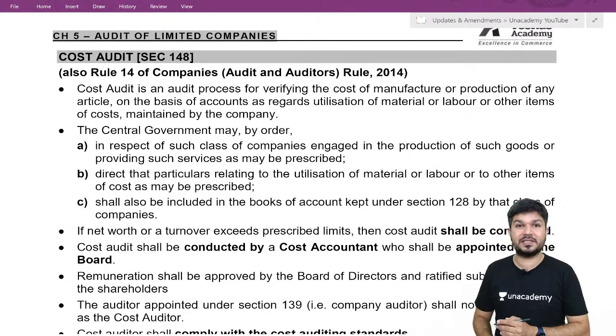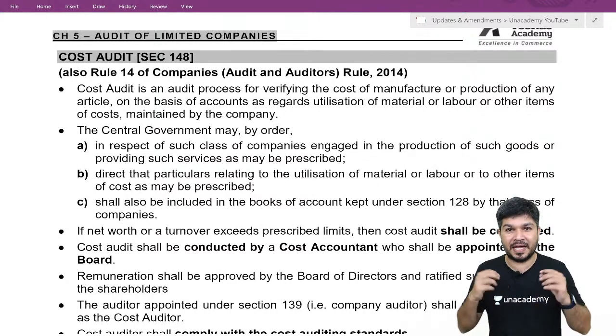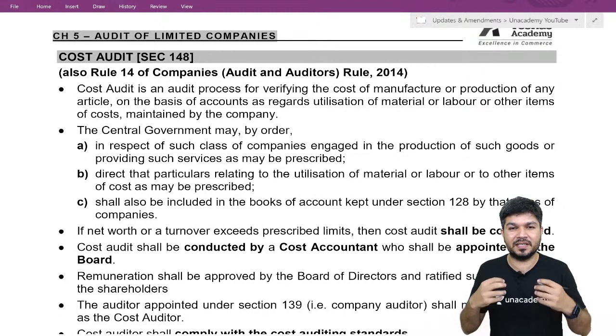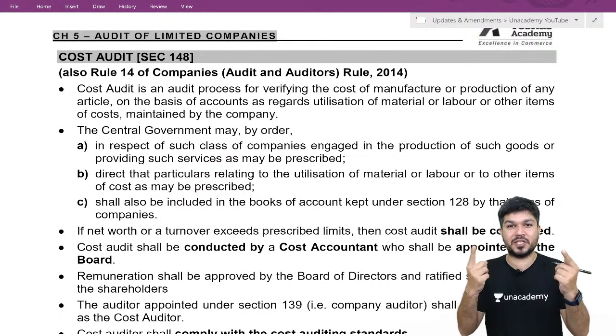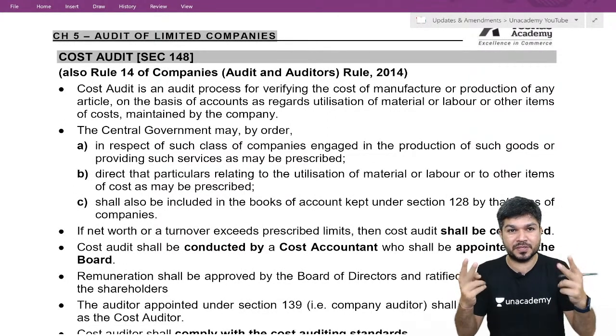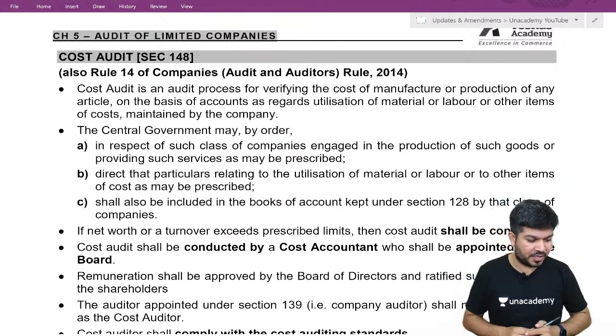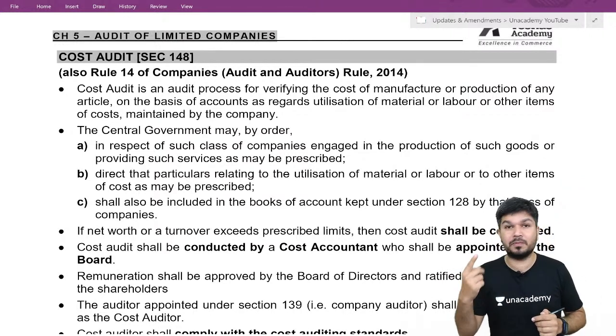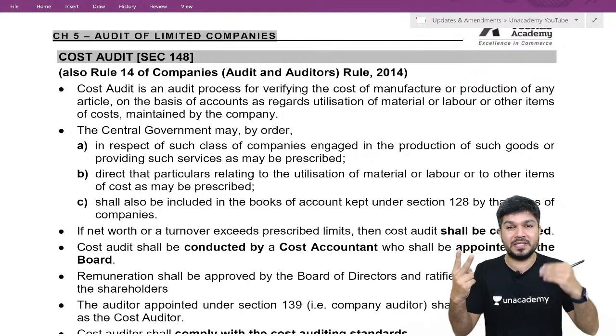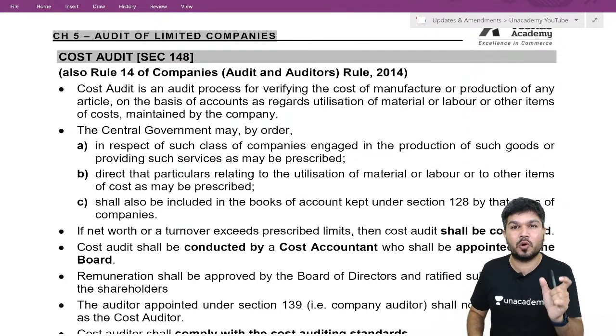Okay, cost audit, section 148. Now, as per section 148, if at all you are engaged in production of such goods or providing such services which are prescribed by CG, then you are required to maintain costing records.